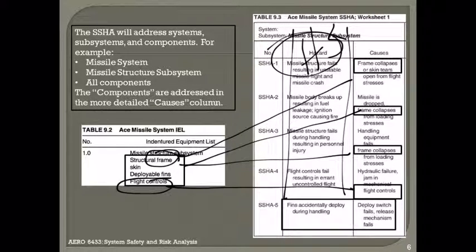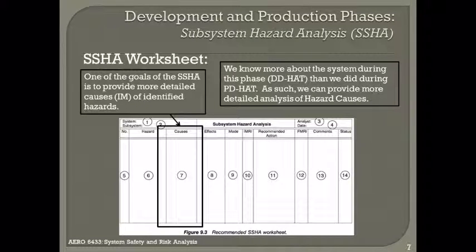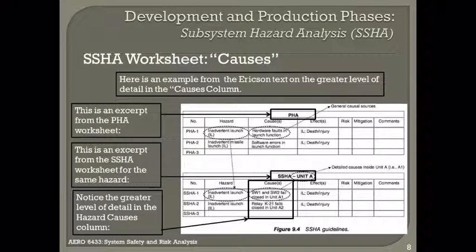After that, other hazards are identified through the analysis of subsystems, units, components, and those are identified typically with the use of some hazard checklists. In the causes column of the SSHA, one of the goals of this subsystem hazard analysis is to provide more detailed hazard causes. Hazard causes, remember, is the IM component of the hazard, the initiating mechanism. By this time you know more about the system, so causes should be more detailed than in the preliminary hazard analysis. And here's a comparison from the ACE missile example in your text between the PHA example, that was the top, and then the SSHA down at the bottom. You see how the hazard causes have gotten much more detailed and more specific in the lower level subsystem hazard analysis.